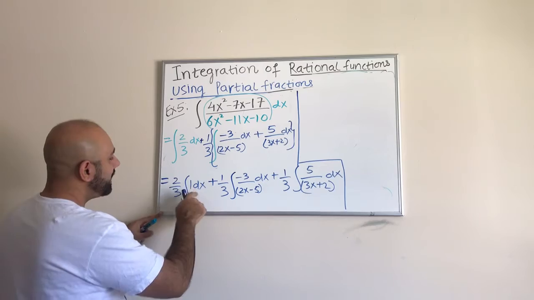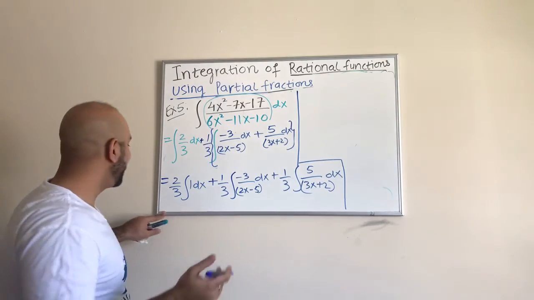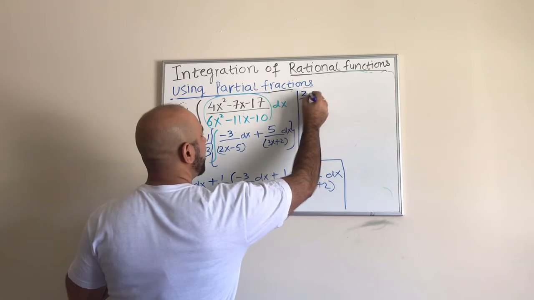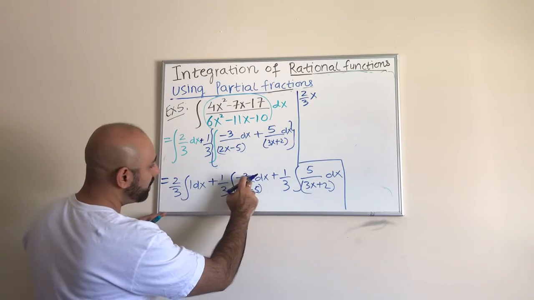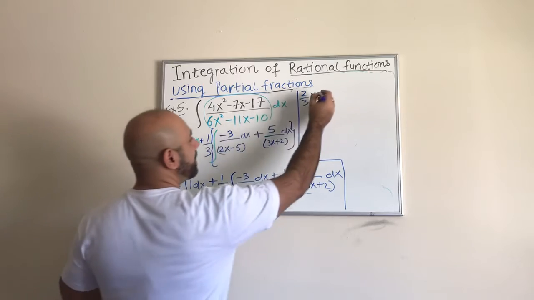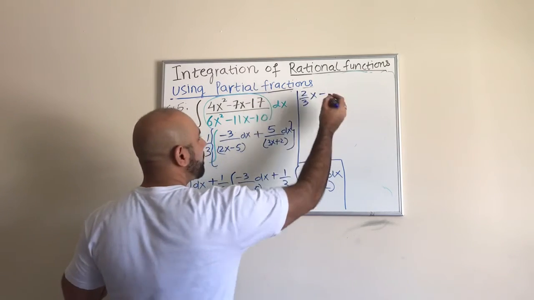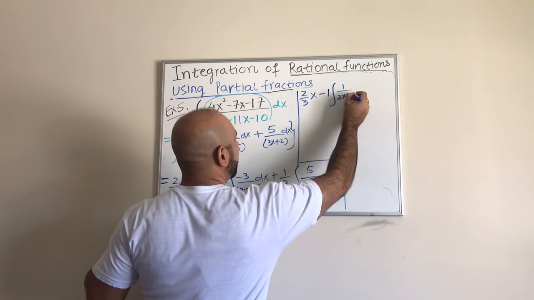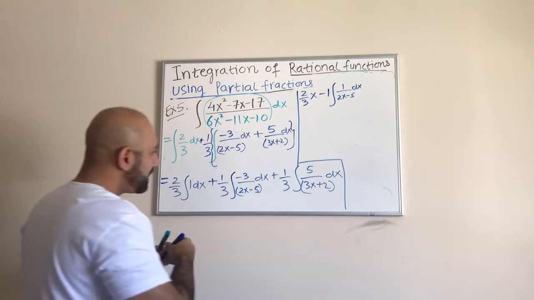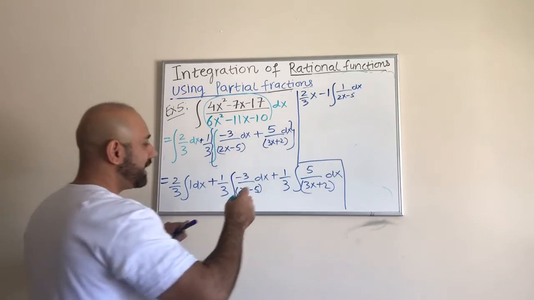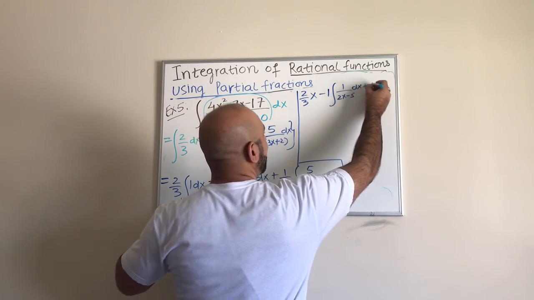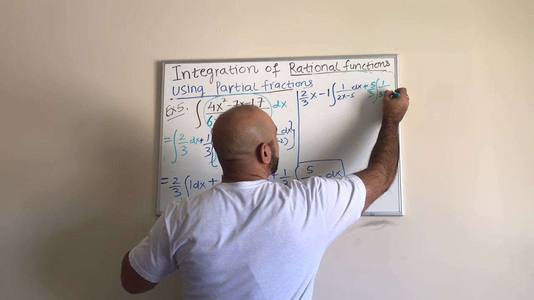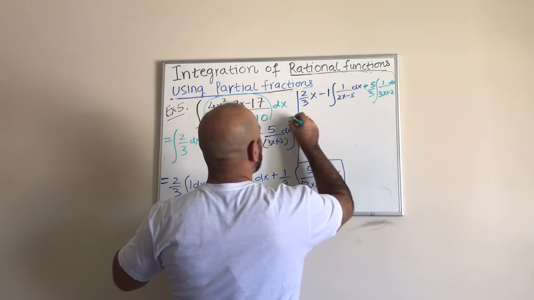Guys, the integral of 1 dx is simply x. We know that. It's the integral of a constant with respect to x. So the first term will be just 2/3 x. For the second term, I'm going to take out that negative 3 outside. So it will just become negative 1, and then it's the integral of 1 over 2x minus 5 dx. And then the last term, I will take out that 5 outside the integral sign. So it will be just 5/3 integral of 1 over 3x plus 2 with respect to dx.